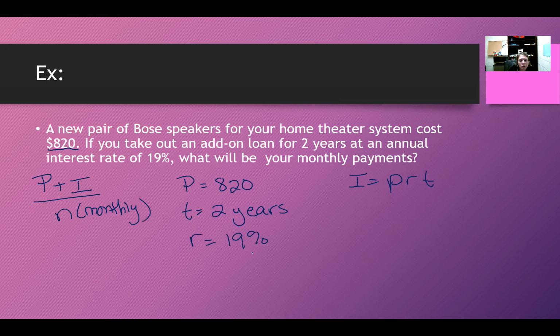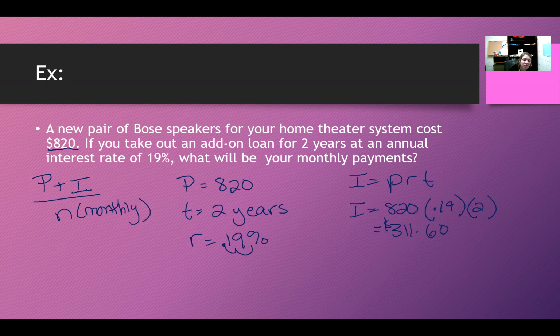Okay, so first of all, we're going to need to find the interest on this. So I do your principal, which is your $820, times your interest rate. Remember, we have to change this to a decimal, so we move it 2 places to the left. So it's 0.19, times 2 years. When we input that on the calculator, 820 times 0.19 times 2, we get $311.60. So that's how much interest we're going to pay on the loan for 2 years.